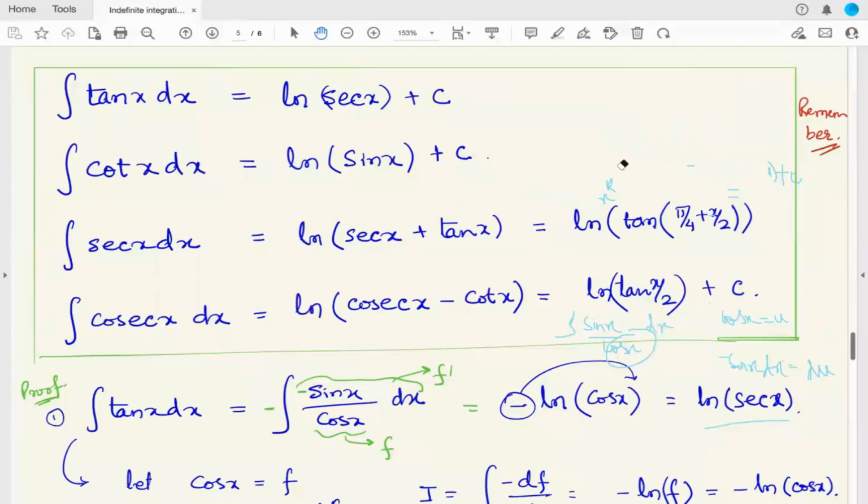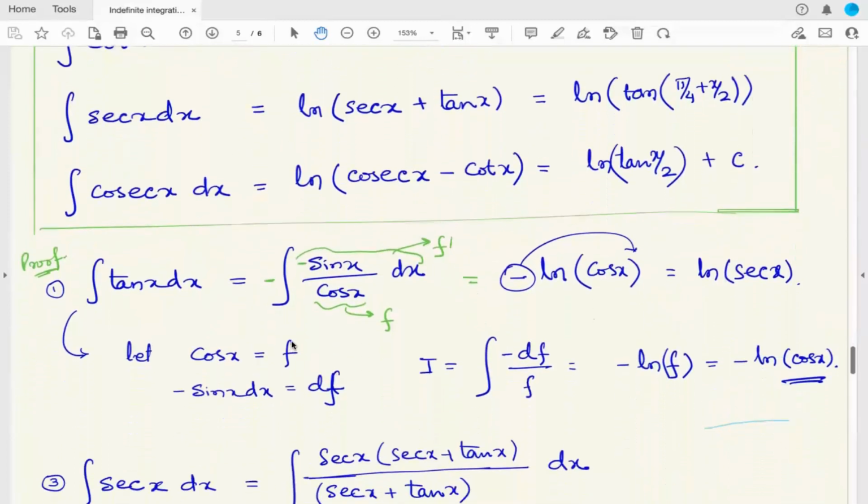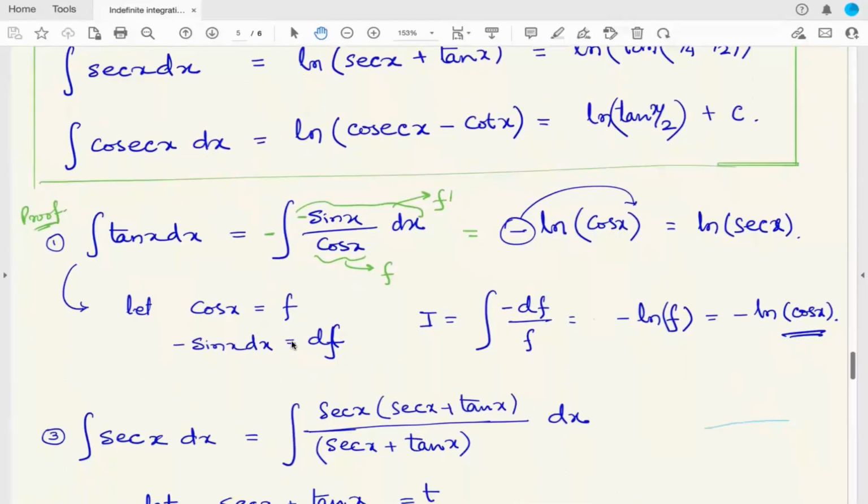Similarly, we can write cot x as cos x by sin x. We write cot x as cos x by sin x, and then we integrate, and we substitute sin x as t, u, v, whatever you want. So its differentiation will be cos x, and then we proceed on. Let me tell you how to proceed there.